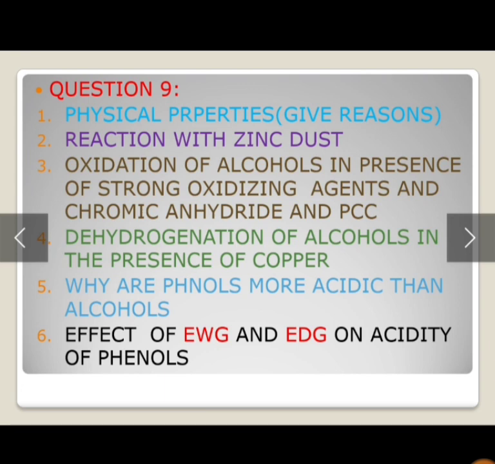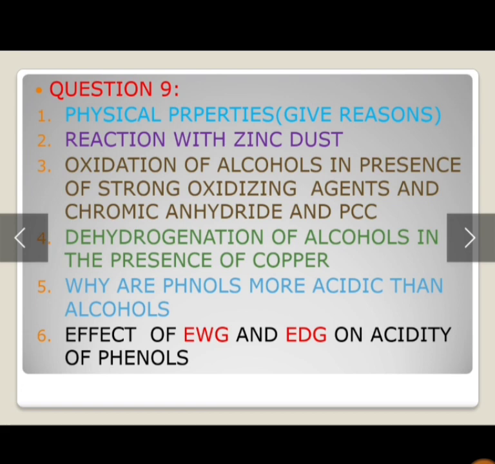Next should be the reaction with zinc test. Oxidation of alcohols in the presence of a strong oxidizing agent, chromic anhydride and PCC. In this lesson, you need to know that while using a strong oxidizing agent and a weak oxidizing agent, there would be a difference. Sometimes you will get acid, ketone, or aldehyde. It will vary according to the strong oxidizing agent or mild oxidizing agent.